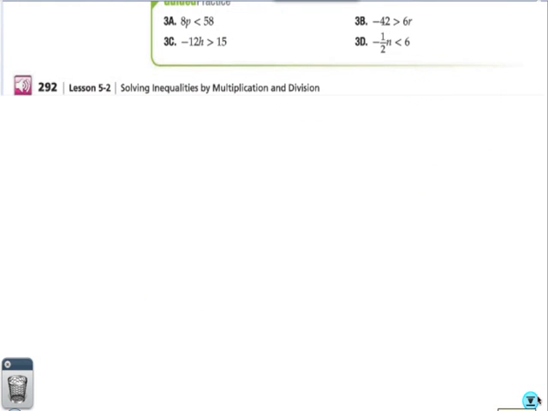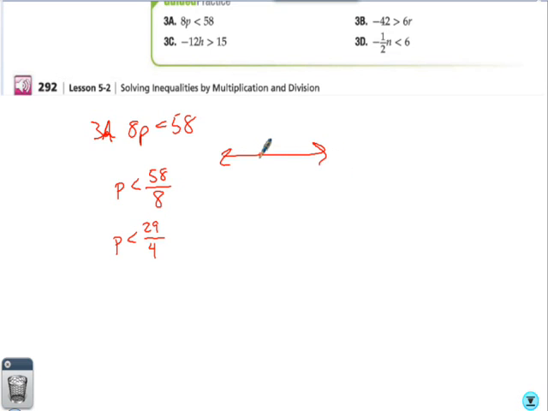So let's take a look at 3a. We have 8p is less than 58. We divide both sides by 8, and we get, yikes, p is less than 58/8. I'm going to reduce that. So I have p is less than 29/4. That's as far as I can go. That's 7 1/4. So when I'm graphing that one, I'm just going to have 7, 8, and there it is, and it's less than.